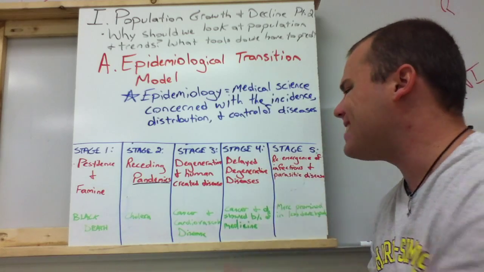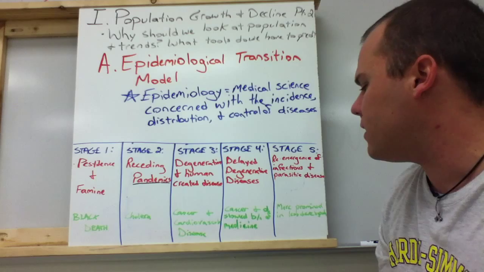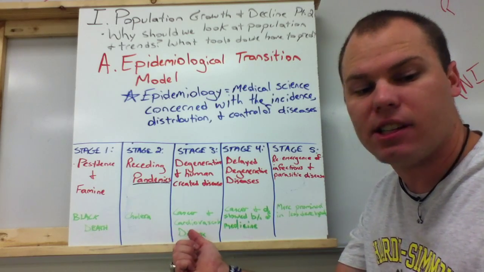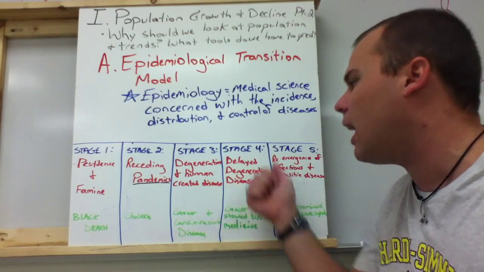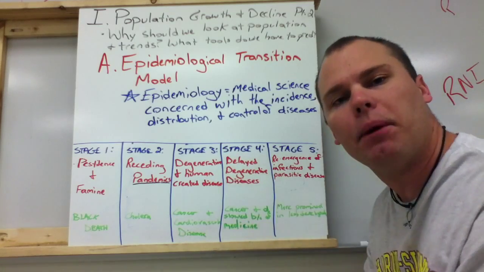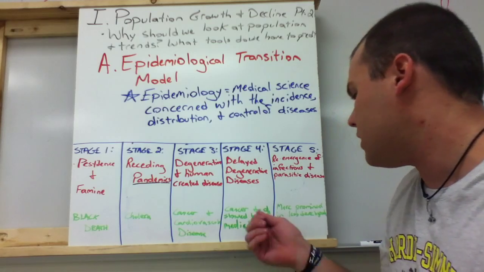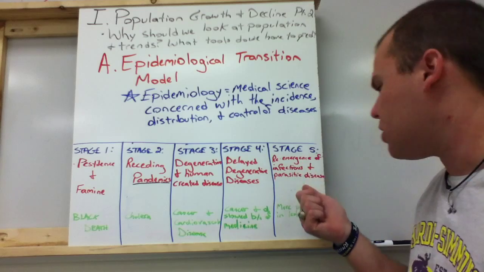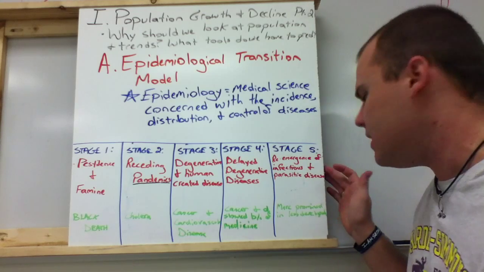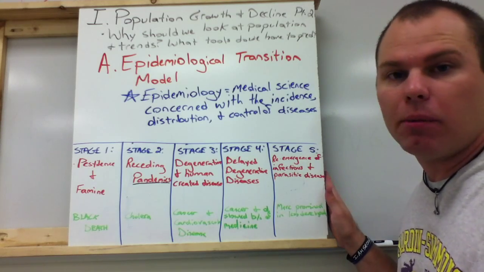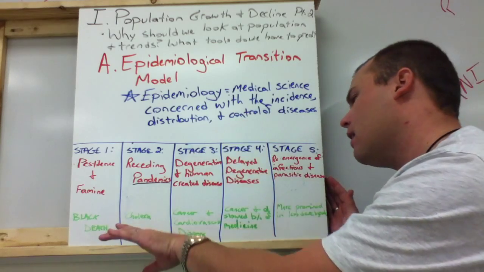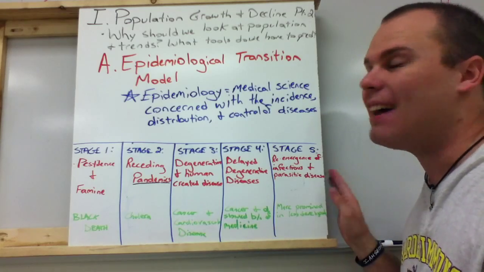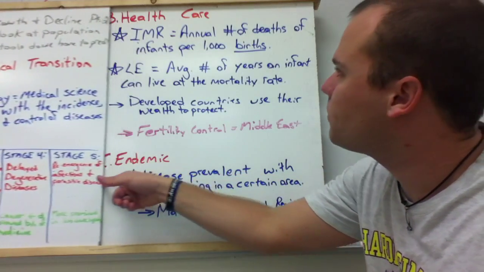Stage 4 is the delayed degenerative diseases. Cancer and these other diseases that we talked about here, like cardiovascular diseases, are actually slowed during this delayed time period because of medicine, because of the medical revolution. And then stage 5 is the reemergence of infectious and parasitic diseases. It's more prominent in less developed countries. By this time period, we've got the medical revolution, and we should be able to combat these different diseases.